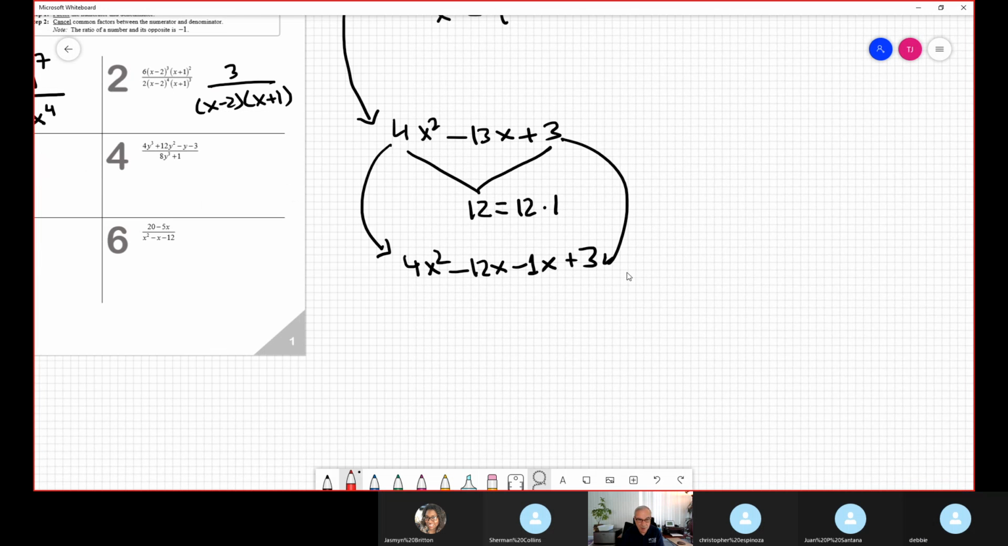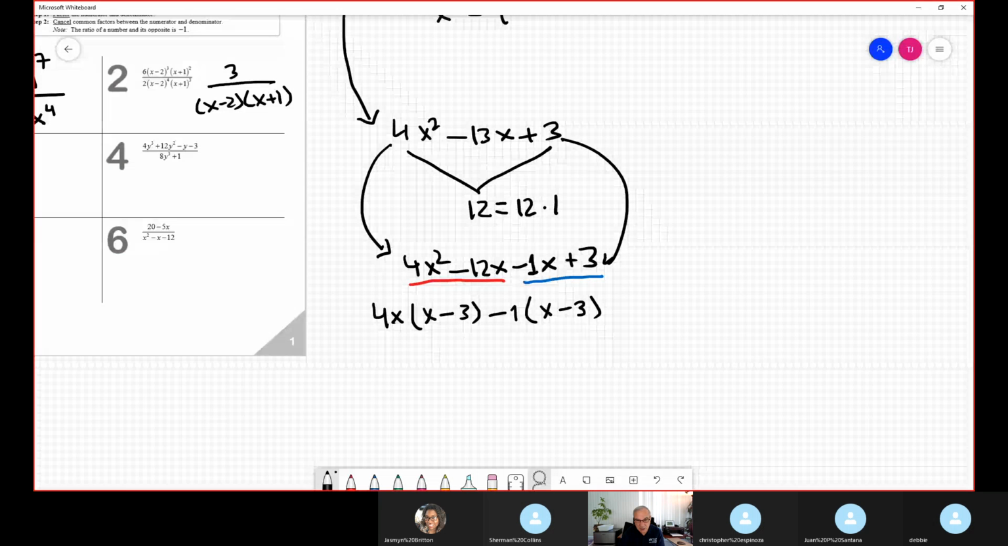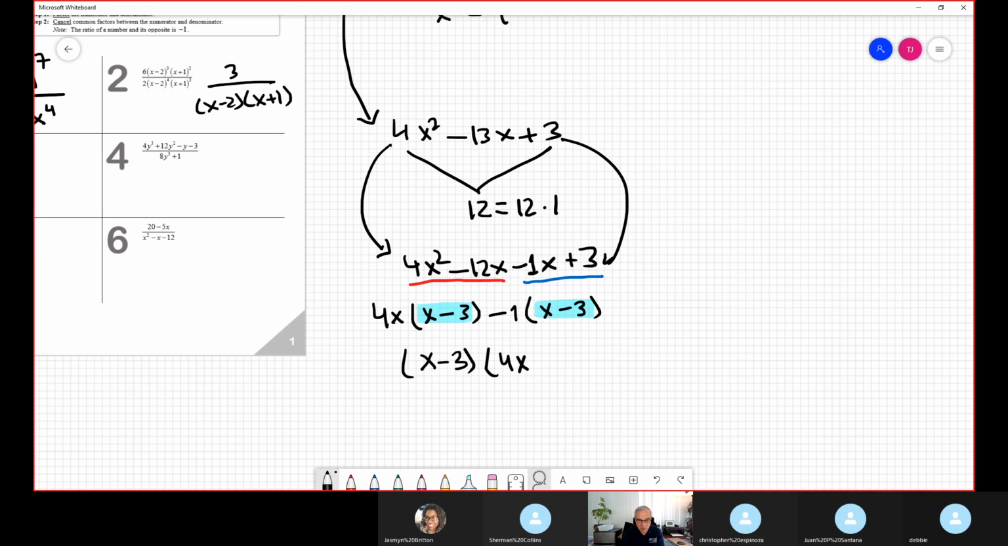Remember, red couple, blue couple. In the red couple, the greatest common factor is 4x. We have x minus 3. And in the blue couple, the greatest common factor is negative 1, or positive 1, but I don't know. It's x minus 3. Let me check the signs, to see if I did well or not. Negative and positive, negative; negative and negative, positive. Good. One more time, I see that this is the same as this. Perfect, it works perfectly. And the factorization is x minus 3, 4x minus 1.